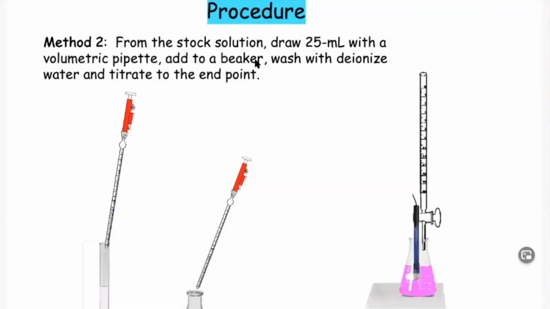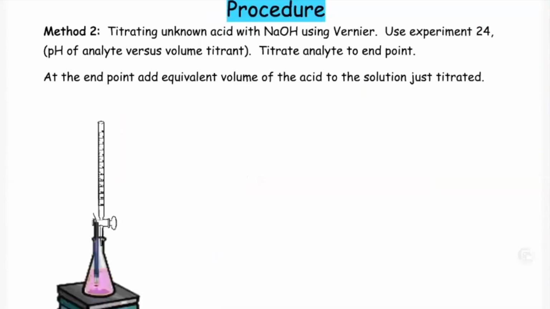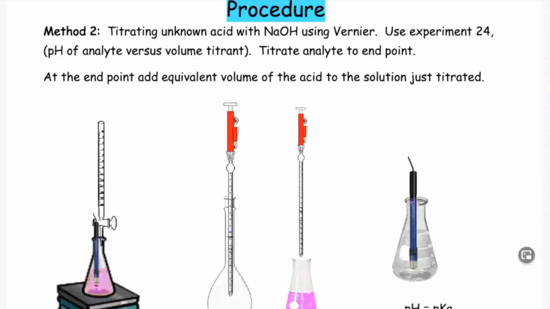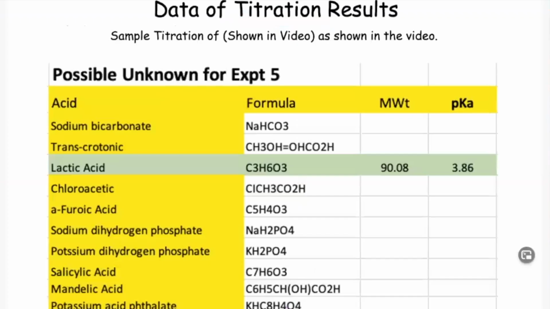So I'm going to begin right here because this is the procedure for step 1. You can see that's what's going on. And then I'm going to stop right here. These are possible unknowns. And I give you lactic acid. The molecular weight of lactic acid is 90.08. And when I look up the pKa, it's 3.86. To get the Ka, remember, you just take the negative of this and raise it to the 10th power. That'll get you that.